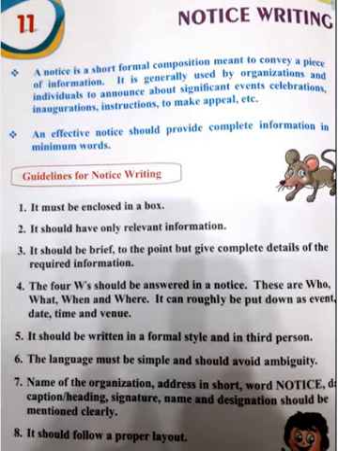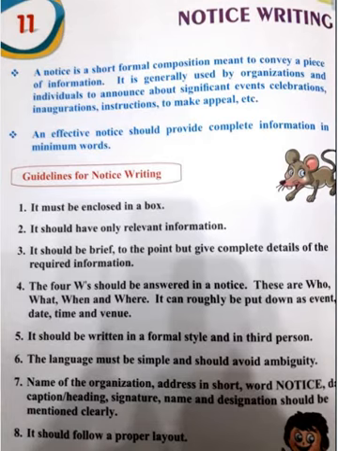It should be brief, to the point. You have to write the notice to the point, but give complete details of the required information. The 4 W's should be answered in a notice. The 4 W's are who, what, when and where. It can roughly be put down as event, date, time and venue. It should be written in a formal style and in third person.